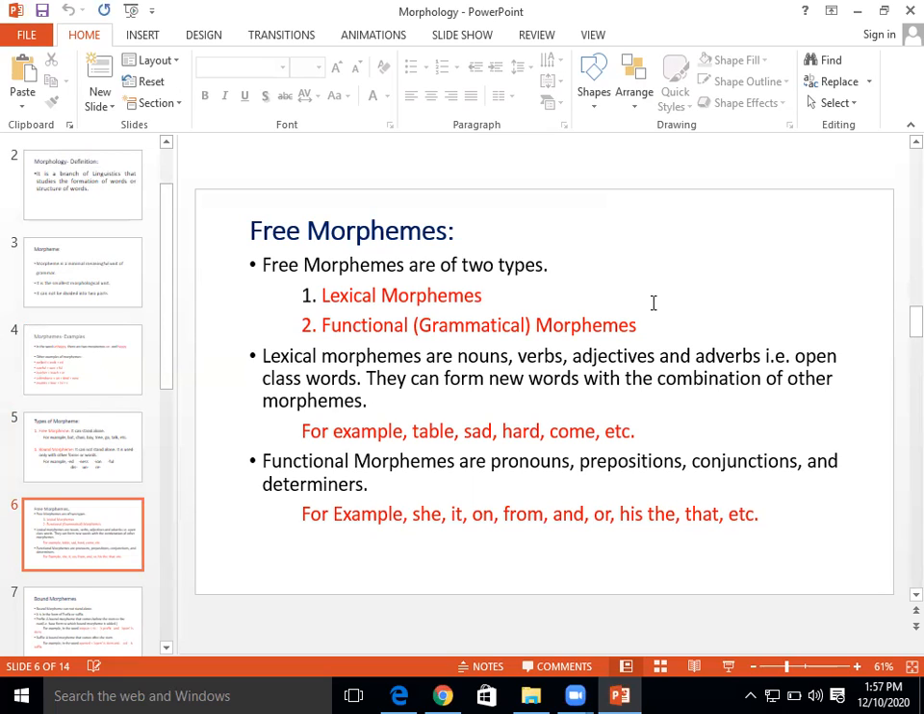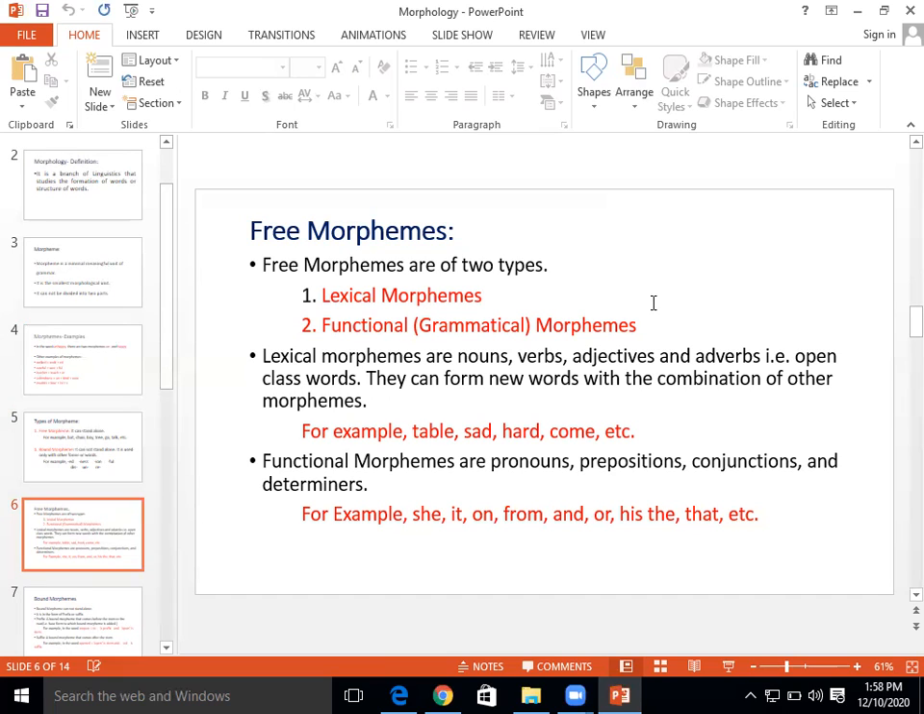They can stand, actually they are free morphemes, they stand alone, but they are nouns or verbs or adjectives and adverbs, which means open class, means they can form many new words with the combination of the bound morphemes. For example, table, sat, hard, come, etc. These come in the category of lexical morphemes. Free, already they are free, but they are not functional, they are lexical.